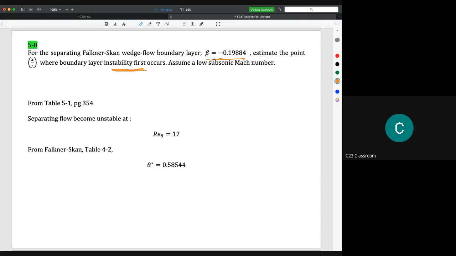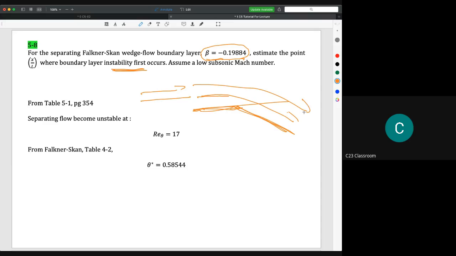So here it gives you beta equal to negative 0.19884. It is actually about something like this. The flow is coming like this, and then the flow will flow into this inclined area. We assume that the boundary layer occurs here and then starts to occur again at this surface. Okay, so again, we start our calculation based on table 5.1.